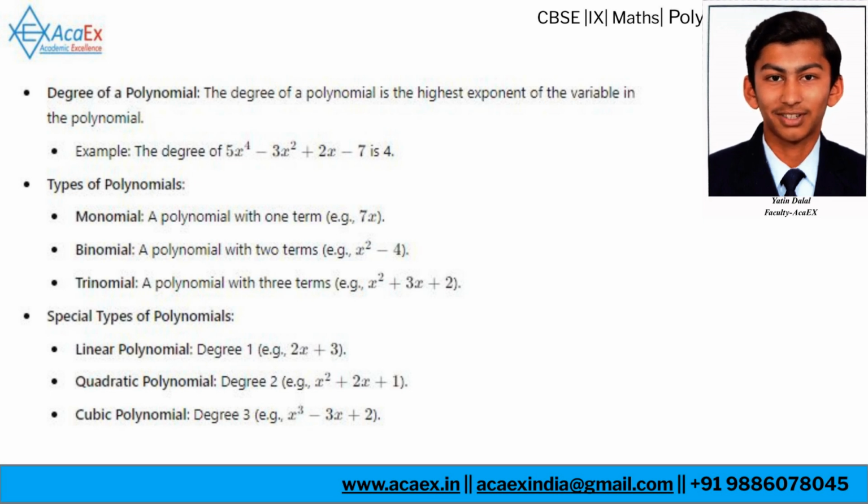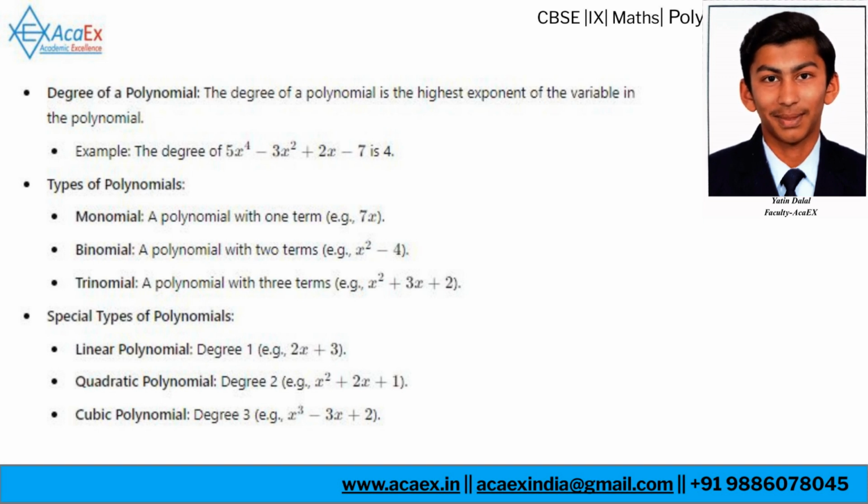Types of polynomials by number of terms. Monomial, a polynomial with one term, e.g. 7x. Binomial, a polynomial with two terms, e.g. x squared minus 4. Trinomial, a polynomial with three terms, e.g. x squared plus 3x plus 2.